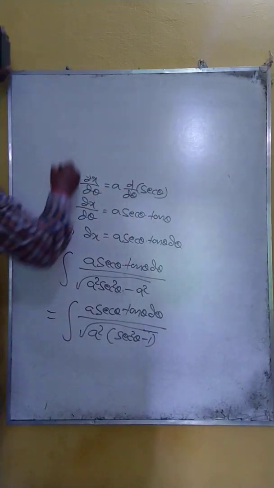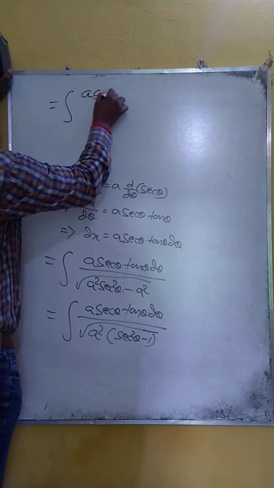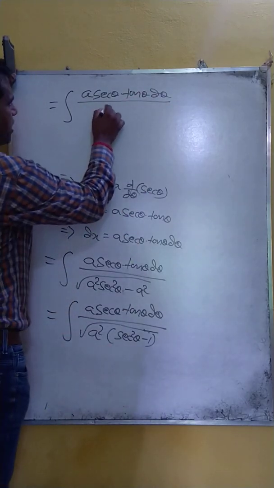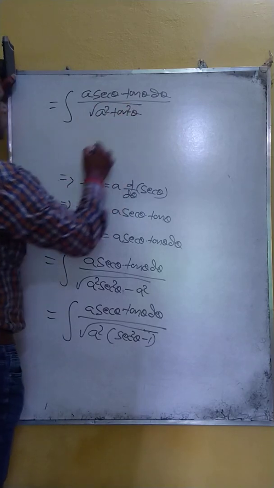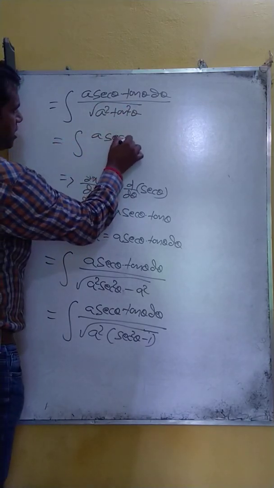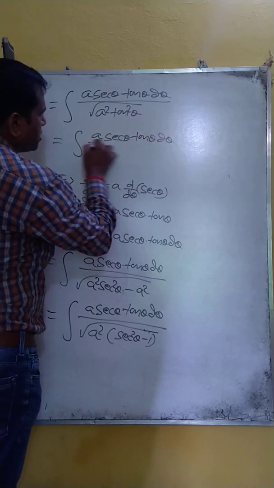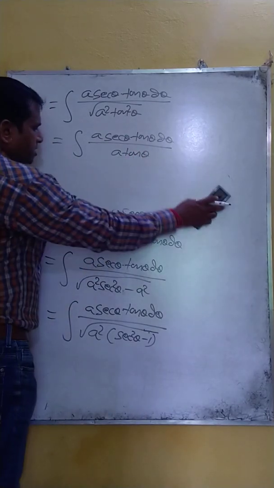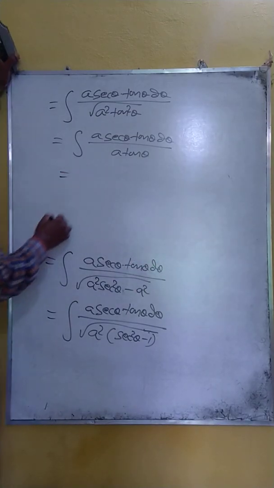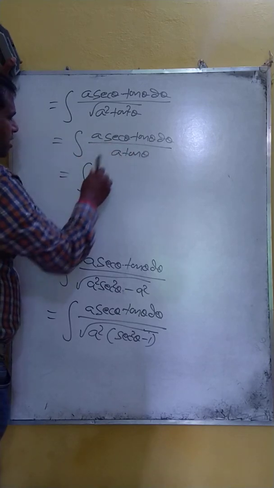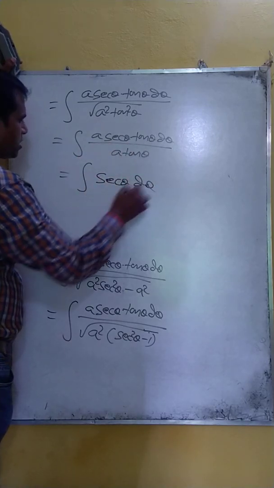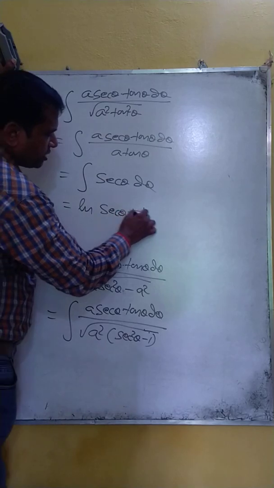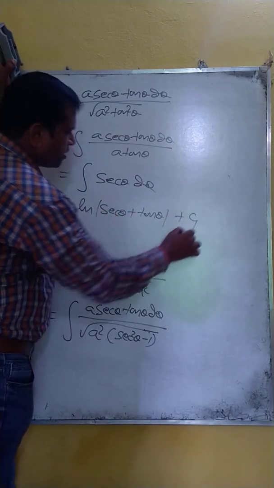Now we write that equal to integral a sec theta tan theta d theta divided by the root of a square tan square theta, which is a tan theta. Now we cancel the common factor from numerator and denominator. Cancelling a tan theta, we get only sec theta. The integral of sec theta, you know, is ln |sec theta plus tan theta| plus c1.